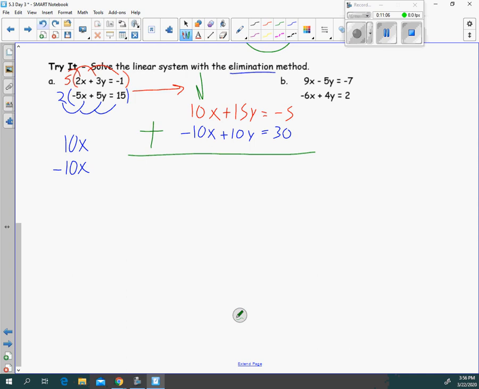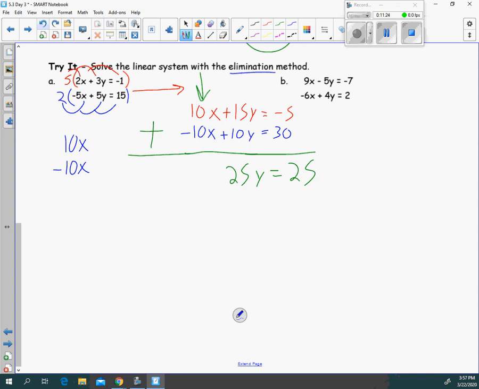If I add up this column, look at that. Woohoo! 0x. That's what I wanted. What do I have on the y's? I'm not even going to write that one. I'm going to have 25y equals negative 5 plus 30 gives me 25.